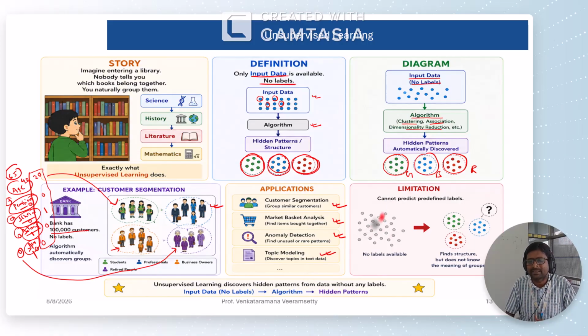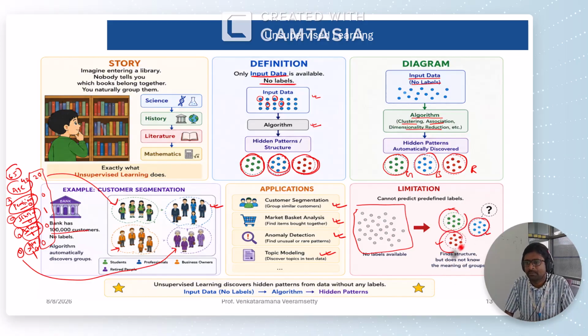Coming to the limitation, we have the input data without any labels, and this data is clustered into multiple groups, but the problem is we are unable to identify what each group is related to. That is somewhat difficult. We find the structure, but we do not know the meaning of the group. What this group means is somewhat difficult to say, and we have to analyze further. So this is about unsupervised learning.